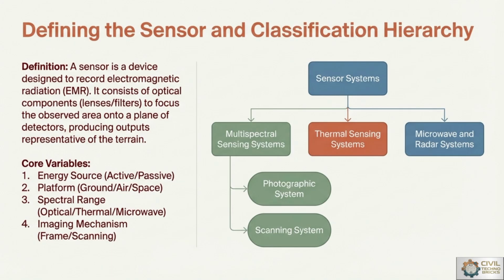So the sensor systems basically are of three types: multispectral sensing system, thermal sensing system and microwave radar system. Here the multispectral sensing system is divided into photographic system and scanning system based on some specific objectives which are required with reference to the engineering domain.